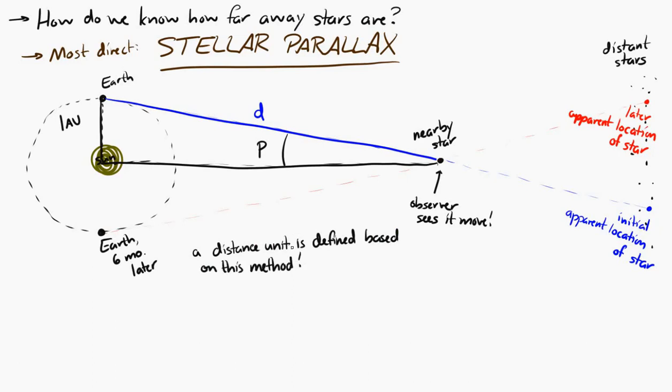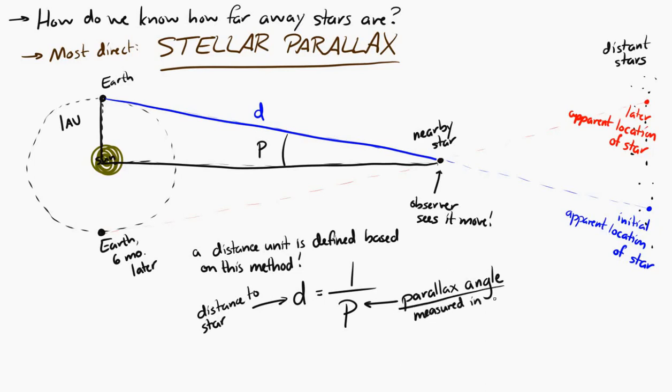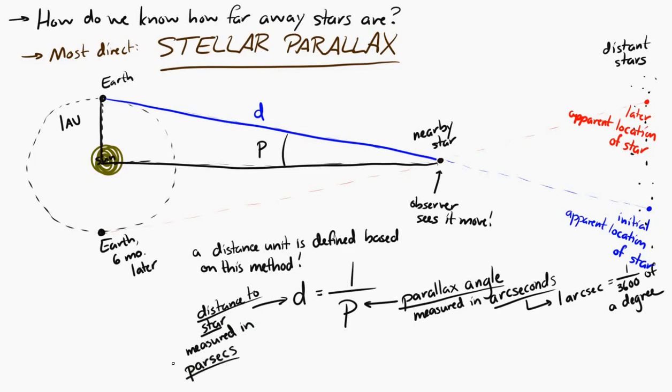d is equal to 1 over p, where d is the distance to the star, and p is the parallax angle. Now, this only works if you use certain units. p, the parallax angle, has to be measured in arc seconds. Well, what's an arc second? An arc second is 1/3600th of a degree. It's a very small angle measurement. And if the parallax angle is measured in arc seconds in this equation, then the distance will be given in a unit called a parsec. A parsec is the distance at which the parallax angle is 1 arc second.